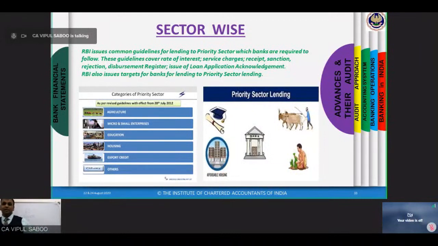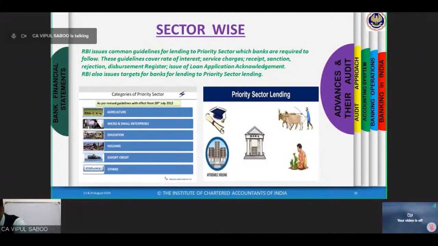Issue of loan application acknowledgement. RBI also issues targets for the banks that in a particular year, out of all your advances, you have to give this much percentage to priority sectors. This is your target. Currently, the RBI has asked the banks to maintain this percentage at least at 40%. At least 40% of your loans should be given to the priority sector, right?